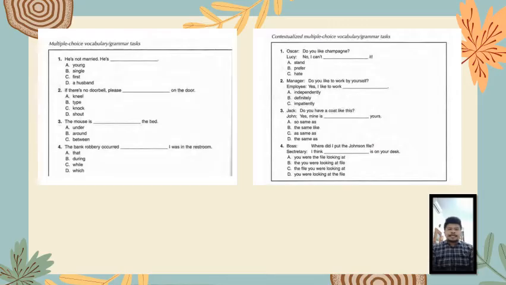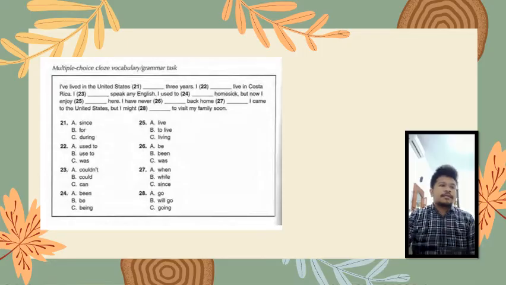And then you can see here the example of multiple choice from number 1 to number 4, and then the third one, number 21 to 26.